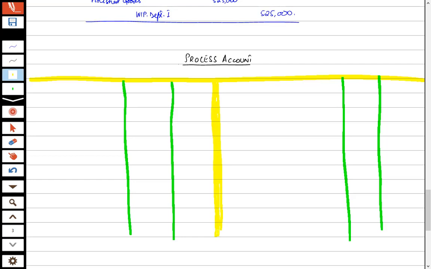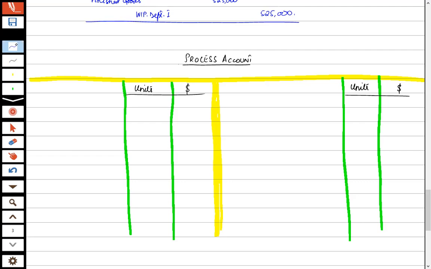Like this. Okay. Now this area represents the left hand side, debit, and this area represents the right hand side, that is credit. So here will be units and dollar amount. Again here will be units and dollar amount.